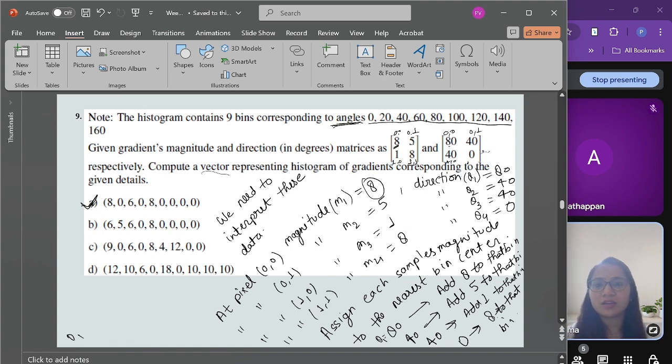Have you understood this question, how to solve this type of question? Here we have to interpret from the given data. They have asked to compute a vector representing the histogram of the gradients corresponding to the given details. The gradient magnitude and direction matrices are given, and the angles are given. We have to compute the magnitude corresponding to those angles, and that represents the complete vector.